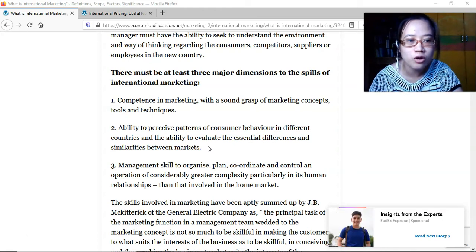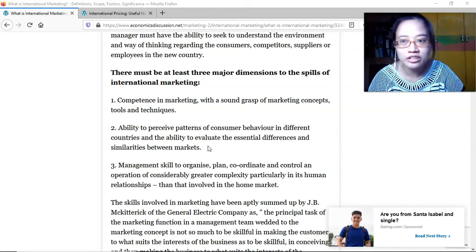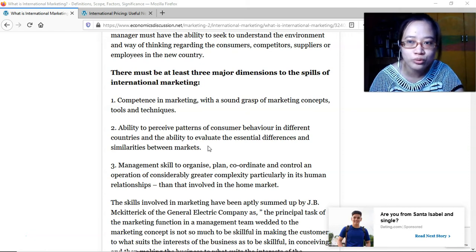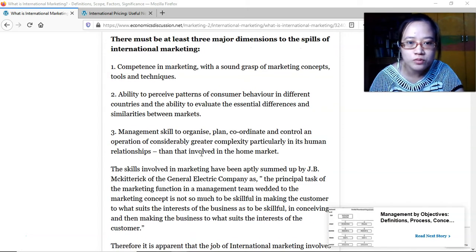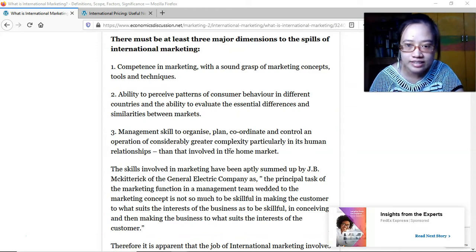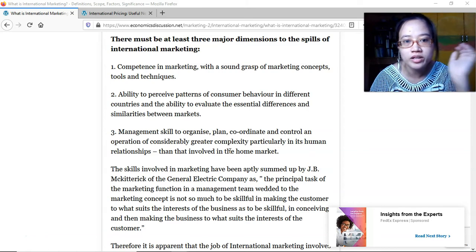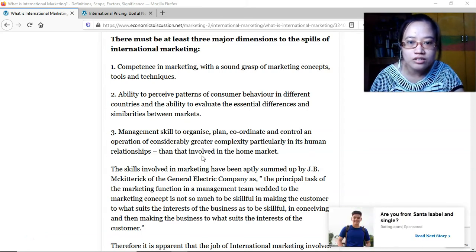Okay, you should be open to the differences and not simply assume that you know what's going on. Because maybe you do not, right? Thirdly, management skill to organize, plan, coordinate, and control an operation of considerably greater complexity, particularly in its human relationships, than that involved in the home market. Okay.